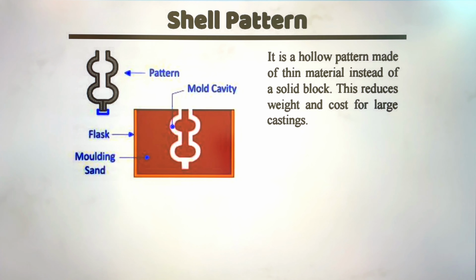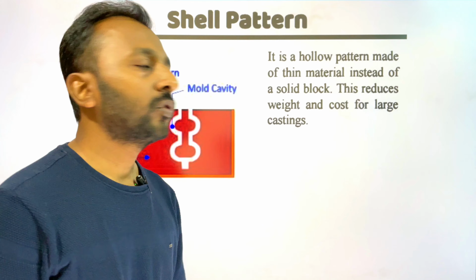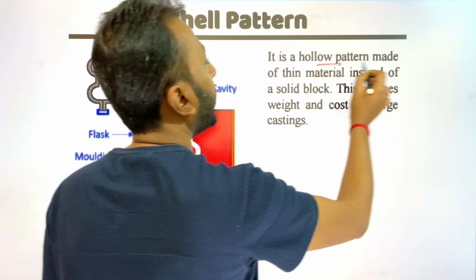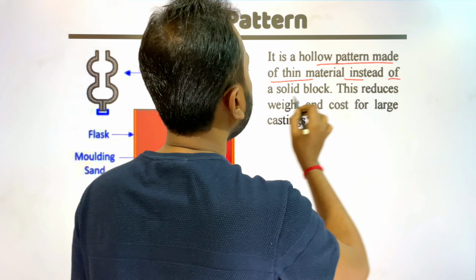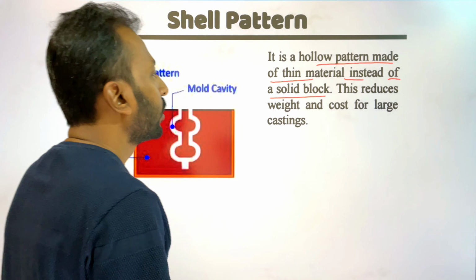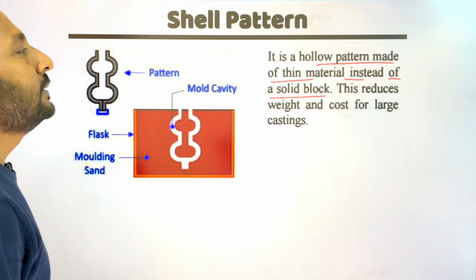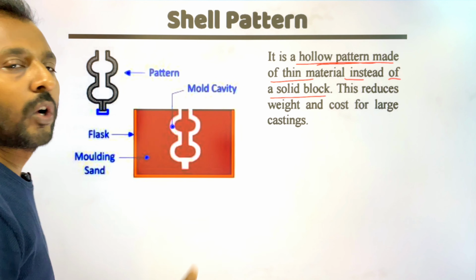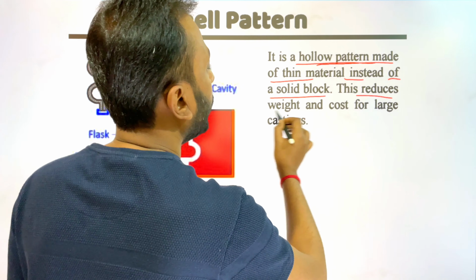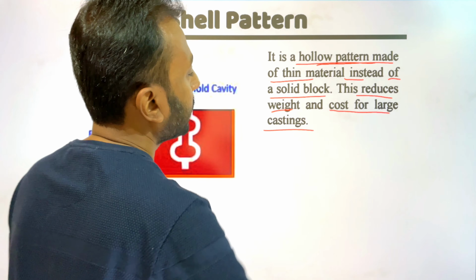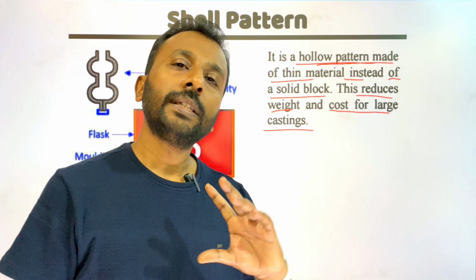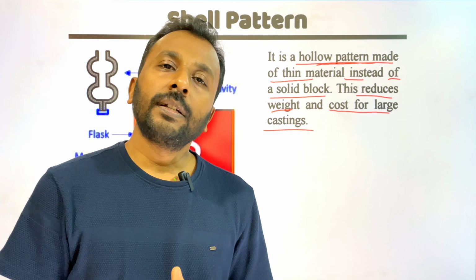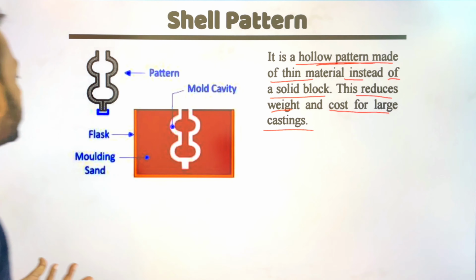The next and last one is the cell pattern. So what is a cell pattern? It is a hollow pattern made of thin material instead of a solid block. So the pattern is like a hollow pattern. It is not a solid block. This reduces weight and cost for large castings. It also saves pattern material because it is hollow inside.